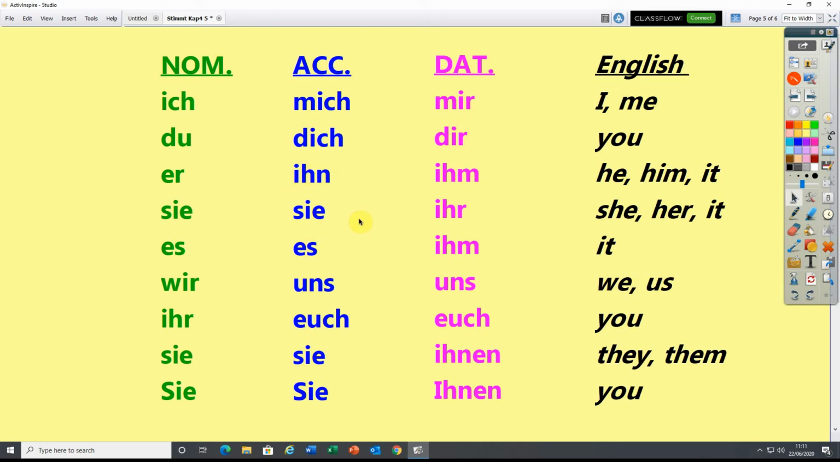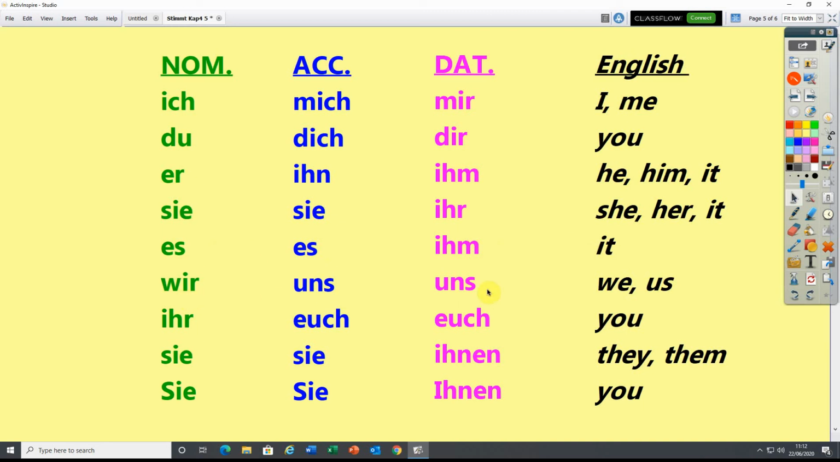If it's a feminine noun, like Krawatte, the tie, I'm wearing it, ich trage sie, I would need to use the feminine pronoun. Okay, so we would use the masculine, the feminine pronouns for nouns that are masculine and feminine, even if they're not people, they're things. So we wouldn't always use es. We only use es, ihm for neuter nouns.